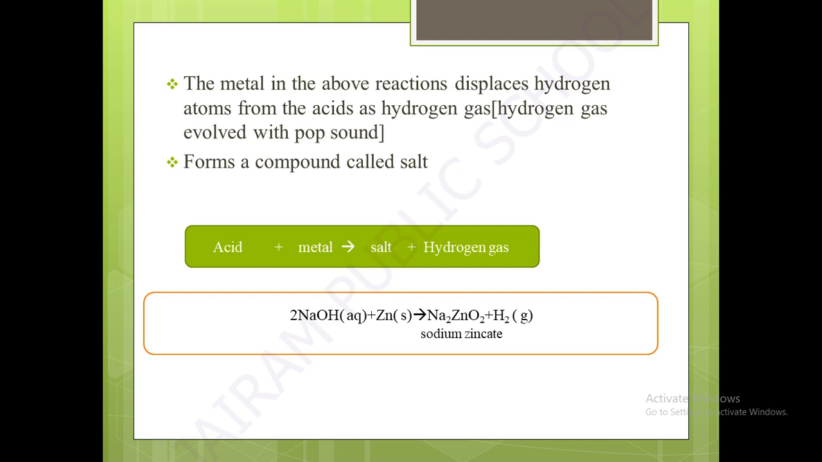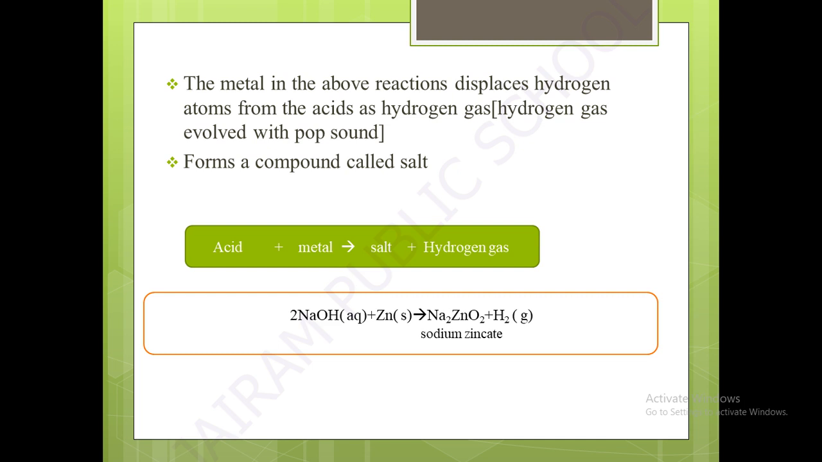The acid we are taking here is hydrochloric acid or sulfuric acid, and the metal we are taking is zinc. The salt produced will be zinc chloride, and hydrogen gas will come out, and with the pop sound we know it is coming out. That is, hydrogen gas is evolved. This is also the test for hydrogen gas.